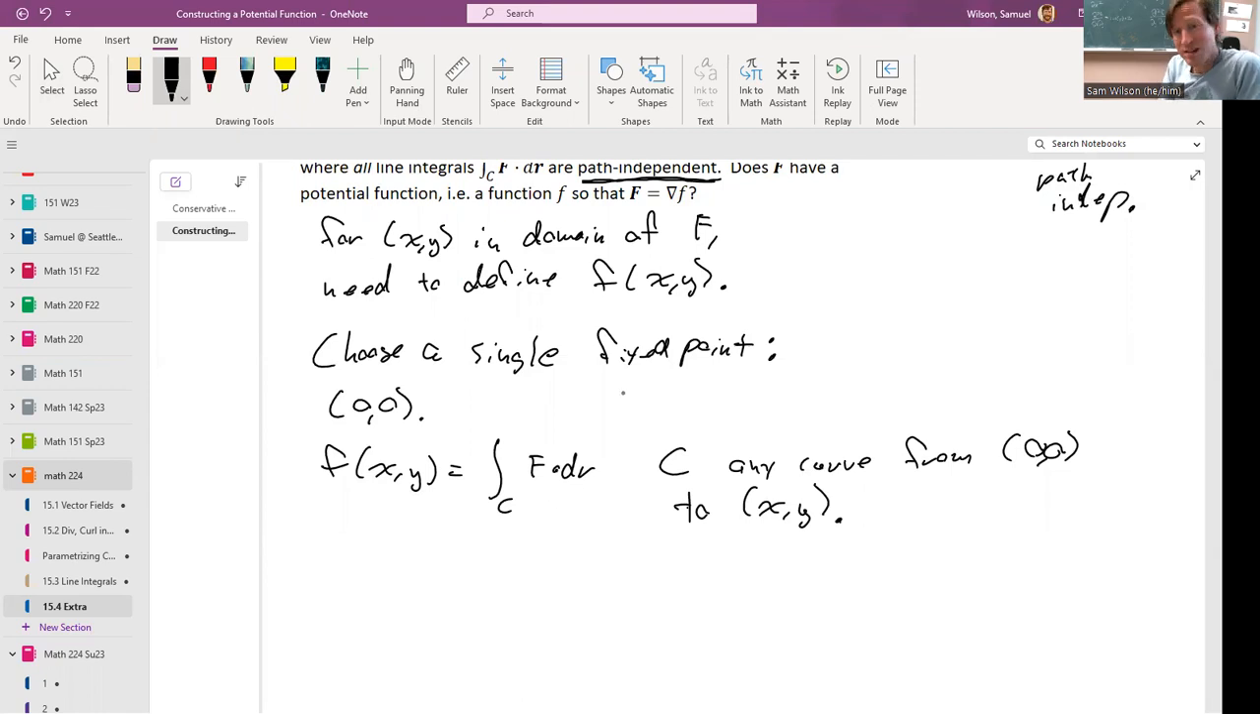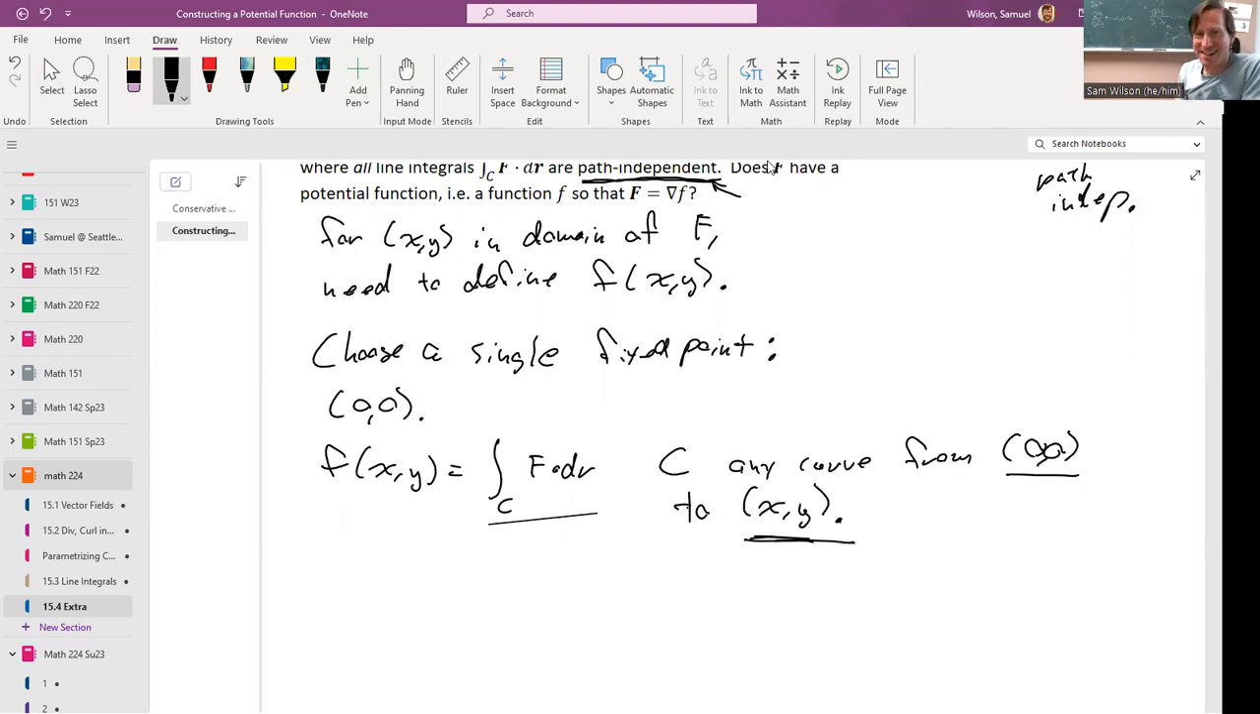But for this particular vector field, because it is path independent, we know that this line integral will not depend on the particular choice of curve. It only depends on the endpoints. And to define little f of x comma y, we aren't changing either of the endpoints. We're keeping the endpoints fixed. So this defines a function because capital F is path independent. All right, so now we have a function.